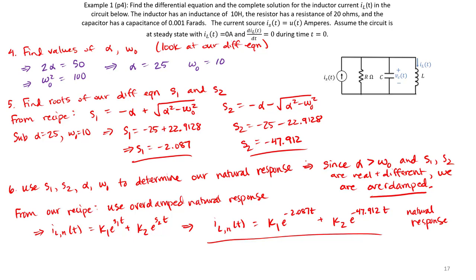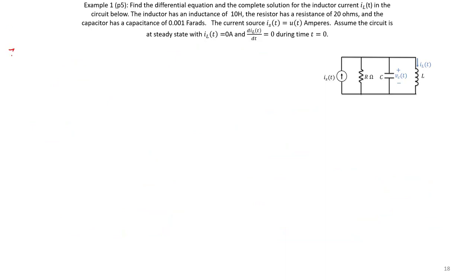Okay, so we found our natural response. The next step in our recipe is to find our forced response. Remember, the natural response is the case when there are no sources in our circuit, but we also need to find the forced response. I'll call it iL,f of t. And that's the part of our solution that captures the independent sources and time-dependent sources in our circuit.